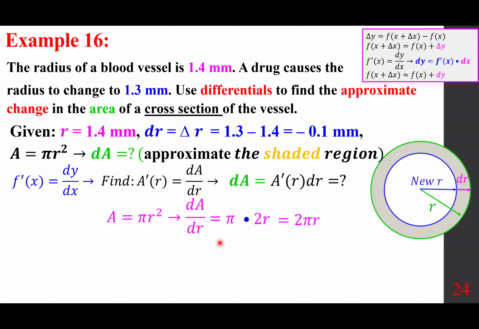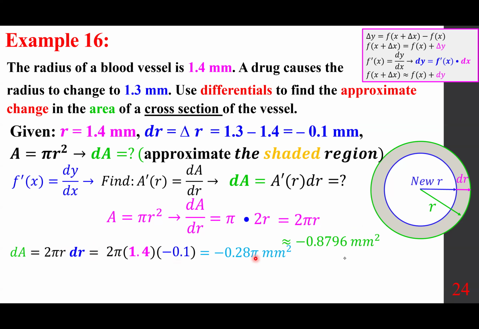What is dA? 2 pi r dr. So dA is 2 pi r dr. Replace the r with 1.4, dr with negative 0.1. 1.4 times 2 is 2.8, times negative 0.1 is negative 0.28 pi millimeters squared, the units of area. And again, I'm going to keep it with pi. If you go with an approximation, you get this number.